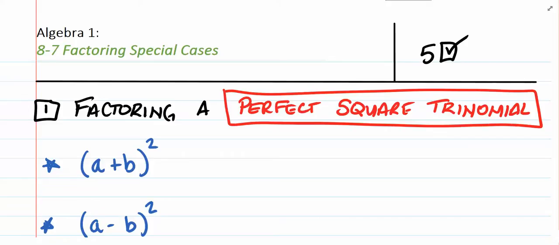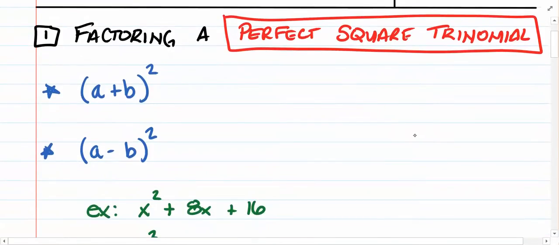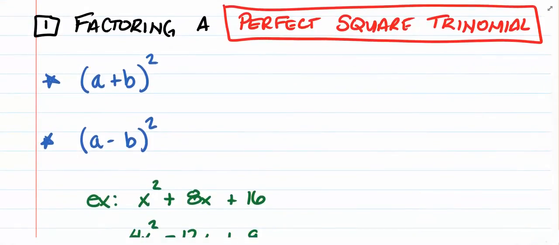Welcome to Zaption Tour 87, factoring special cases. There are 5 boxes. Let's get right into it here. The first box is understanding how to factor what we call a perfect square trinomial.